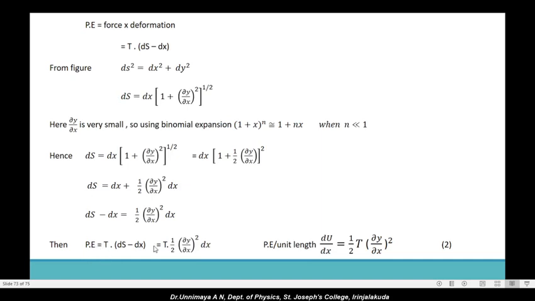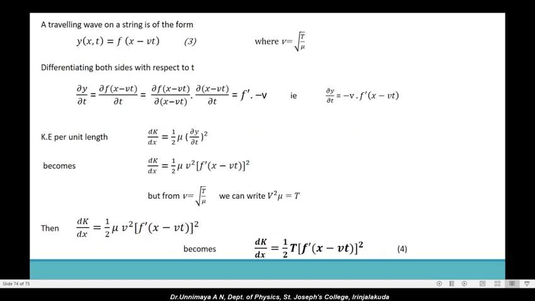Then the next term is potential energy per unit length. What is potential energy per unit length? du by dx. When we do du by dx, what will come? This dx term cancels. Then potential energy per unit length du by dx is equal to half T (dou y by dou x) square. So we get kinetic energy per unit length and potential energy per unit length.